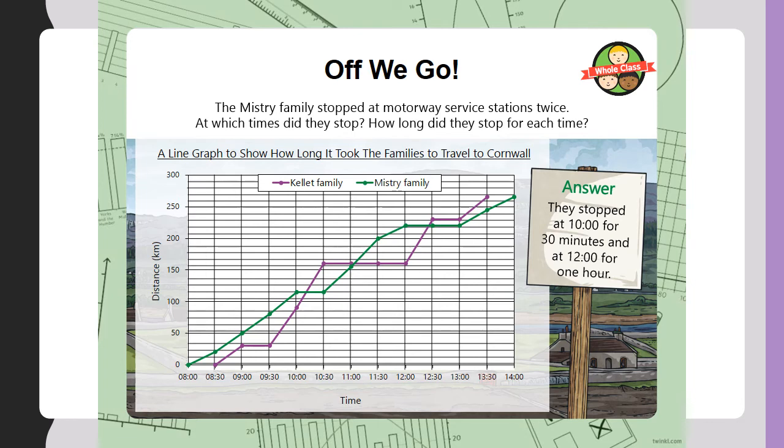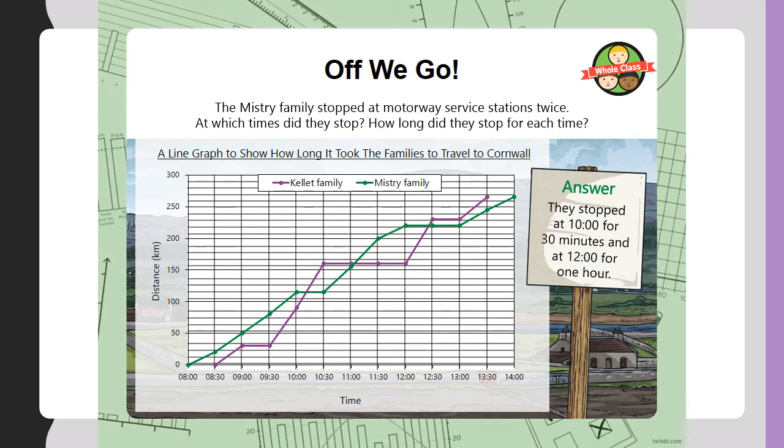We can see that the Mystery family stopped at 10 o'clock and they stayed wherever they stopped. They stopped at the motorway stations. We know they stayed for half an hour because we can see the distance starts to increase again at 10:30. Between 10 and 10:30, they were stationary.